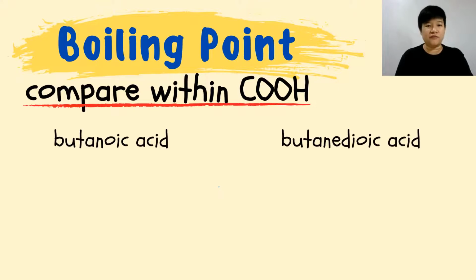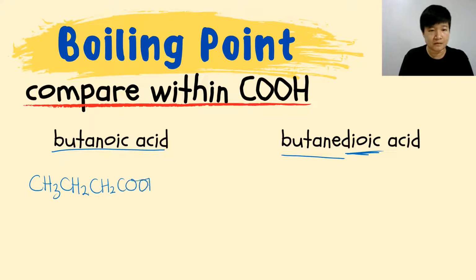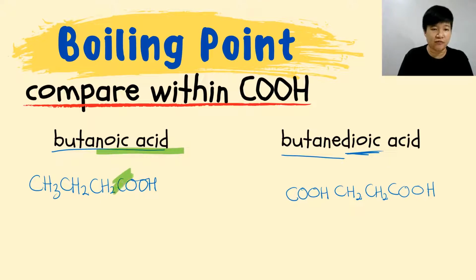So let's jump straight into our first example. The first example that I have on the screen is my butanoic acid and also my butanedioic acid. Dioic acid over here means I have 2 COOH. Both have 4 carbons. My butanoic acid will look something like this. My butanedioic acid will be a COOH, CH2, CH2, and also another COOH. And you can see over here, in your butanoic acid, you only have 1 COOH. In your butanedioic acid, you have 2 COOH.